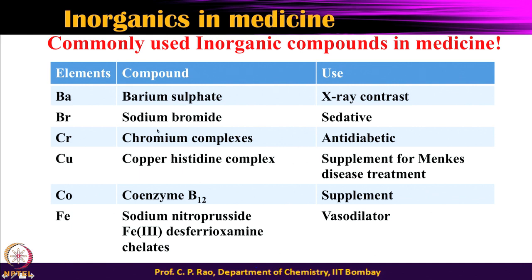Okay, bromide in the form of sodium bromide is a sedative. Chromium complexes not proven very well, but they are on the anti-diabetic side. Copper of course is a histidine complex. It is a supplement for Menkes disease and for various things of that kind too. Cobalt is coenzyme B12. It is a supplement we take whenever we feel weak, we always take that. Iron, sodium nitroprusside, iron desferrioxamine chelates, all of these are as vasodilators.